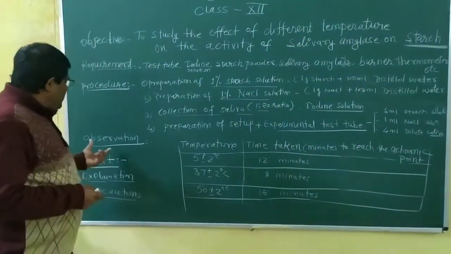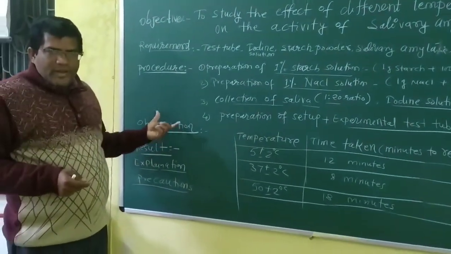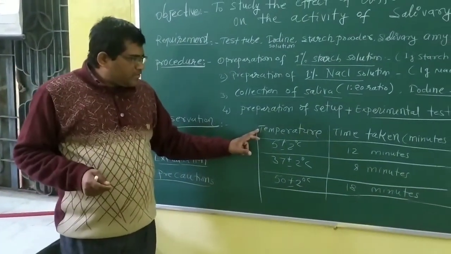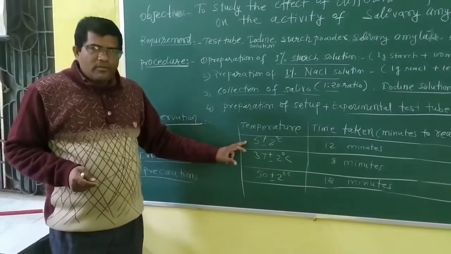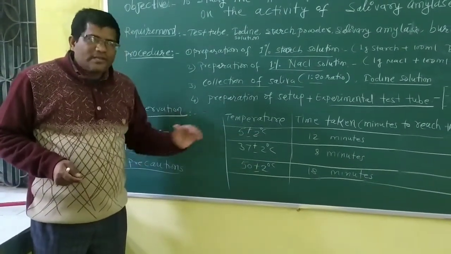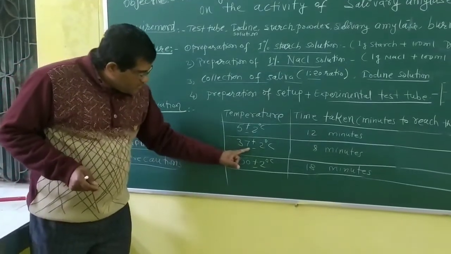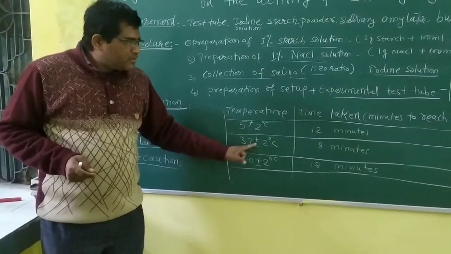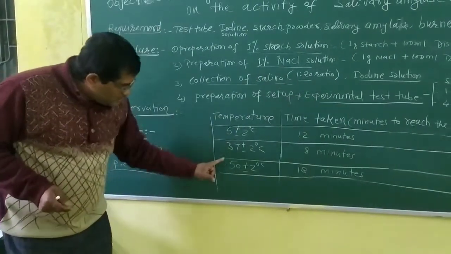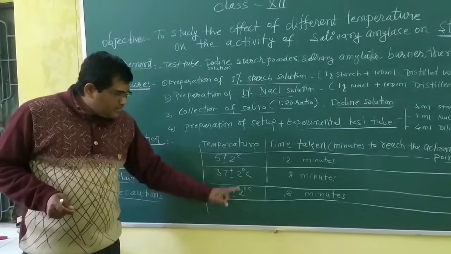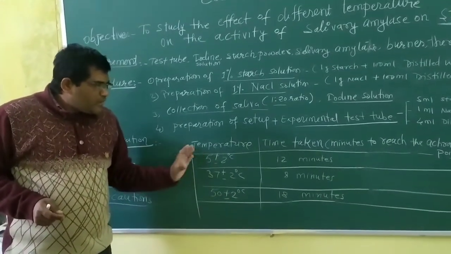Now we have to prepare the observation table. For observation, children, make a temperature column. In one place we have 5 degrees plus or minus 2 degrees, at least 5 degrees. Second, 37 degrees temperature is maintained in the second experimental test tube. And third, we have above 50, 50 plus or minus 2. So this is the temperature we have taken.